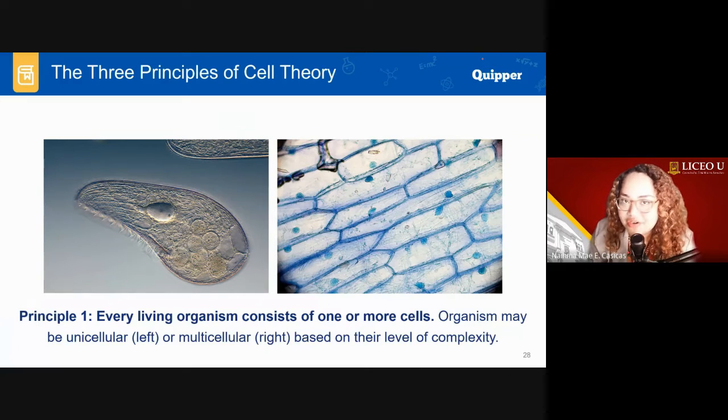So there are 3 fundamental principles of the cell theory that we know of. Principle number 1 is that every living organism consists of 1 or more cells. And I think we know that already. So all of us humans, we're composed of cells. Your plants are composed of cells, etc., etc.